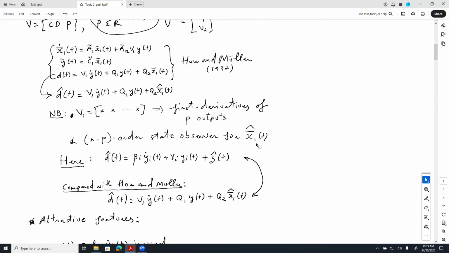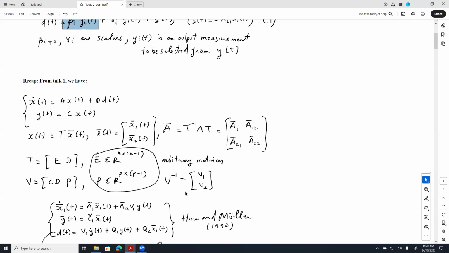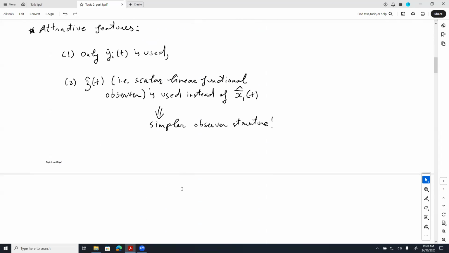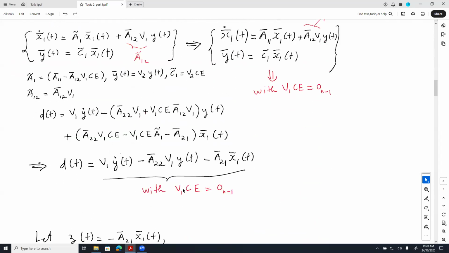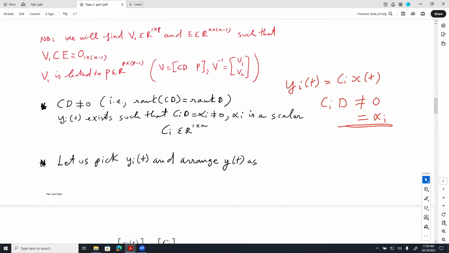When we look at this decomposition, the idea there is we just pick one output measurement. Now, for the purpose of practical realization, we can pick an output measurement where it is easier and cheaper to realize the differentiation, or the first derivative, of that output measurement.